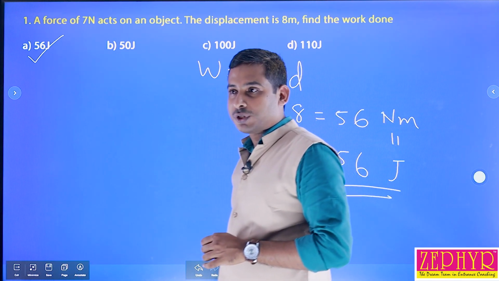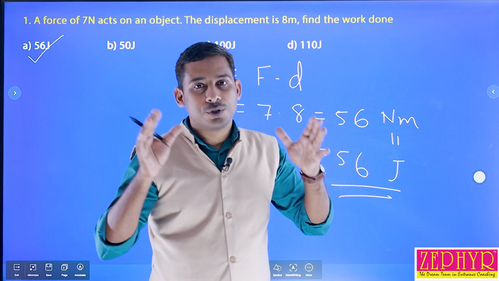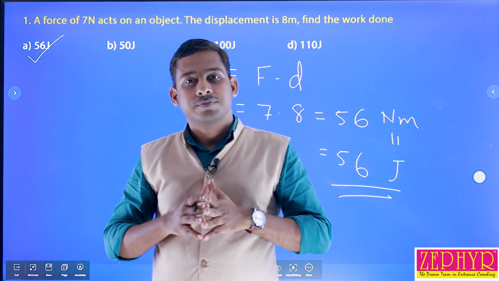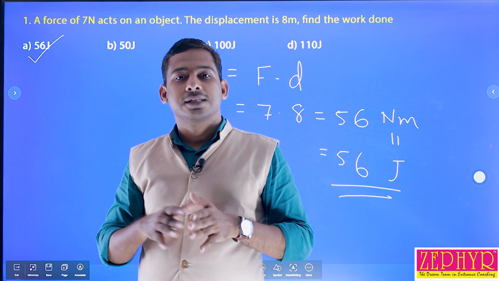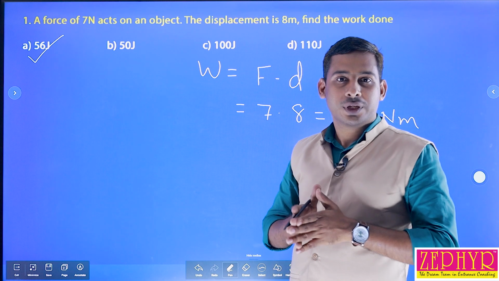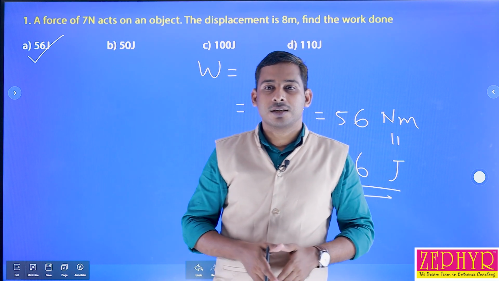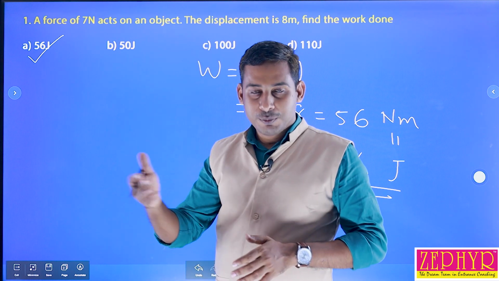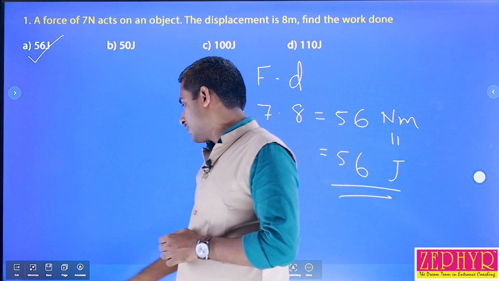Hope everyone got the idea of this question. The question was, we have to find work done. The equation is F into D. The answer is 56 joule. Hope everyone understood the concept and got the answer. With your permission, I am moving to the next question.